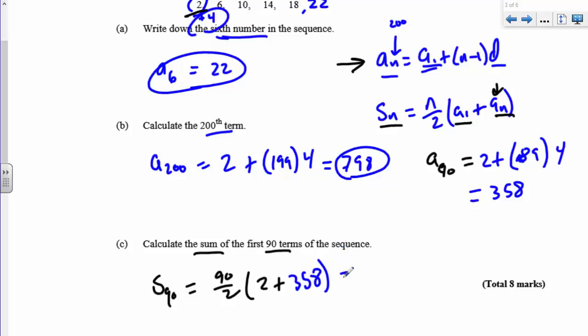Alright, so let's go through this. This is going to be 90 divided by 2. Most people call that 45. And then we got 358 plus 2, which is an even 360. Multiply these together, and then that sum of the first 90 terms should equal about 16,200. And that would be your solution for this one.